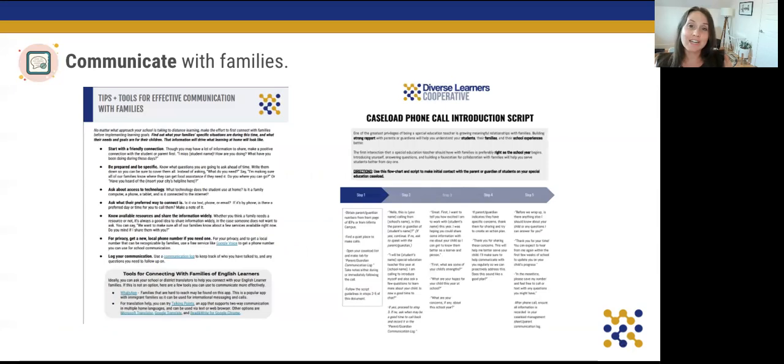One of the tools that we've created is a script for phone calls to families. You're going to find this useful if you're introducing yourself to the families that you support. And on the left, you're going to see a tip and tool sheet for effective communication with families. And it talks about multilingual families and families of students with disabilities. So again, all these slides are going to be shared and the links are included on the pictures. So if you go to the caption of this video, click on the slide deck, you can click on all the links and images in this deck to find the resources.